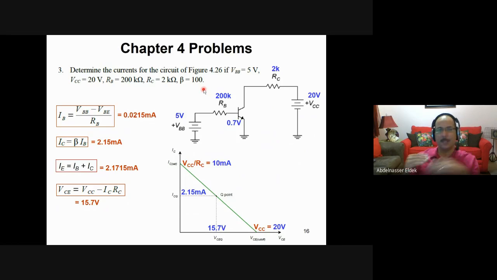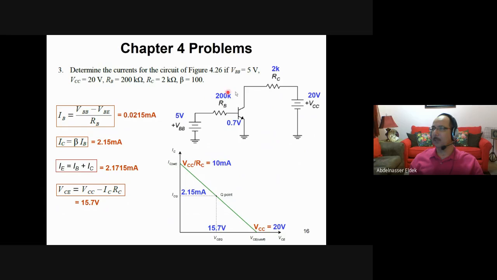So the steps as regular. First, we calculate the current, IB. So IB is this voltage minus this voltage, which is 0.7. 5 minus 0.7, that's 4.3, divided by 200K, the resistance. This will give you the current IB.